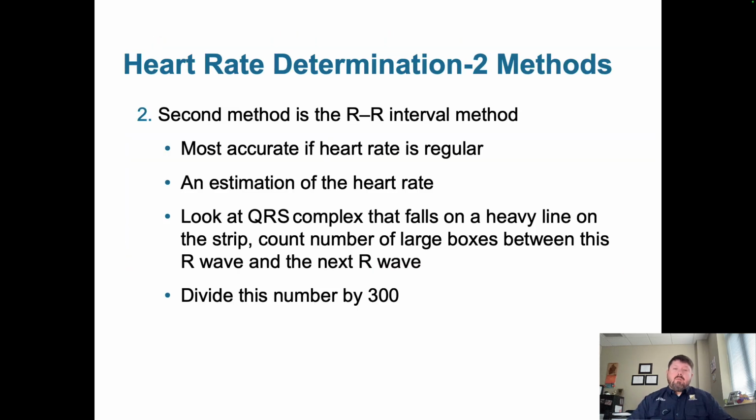There's another way that we can determine heart rate, and this is the R to R. This can only be used in a rhythm that is regular. You cannot use this method in a rhythm that is irregular. And so what you're going to do is look at the QRS complex that falls on a heavy line on the strip, and then count the number of large boxes between this R wave and the next R wave. Then you're going to divide this number by 300.